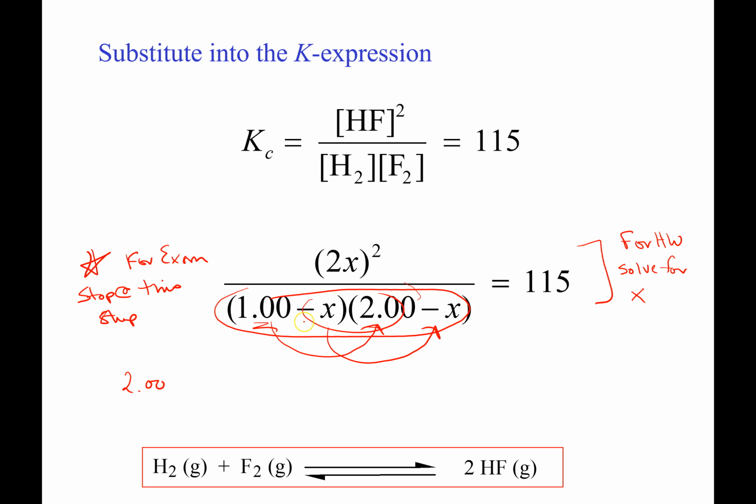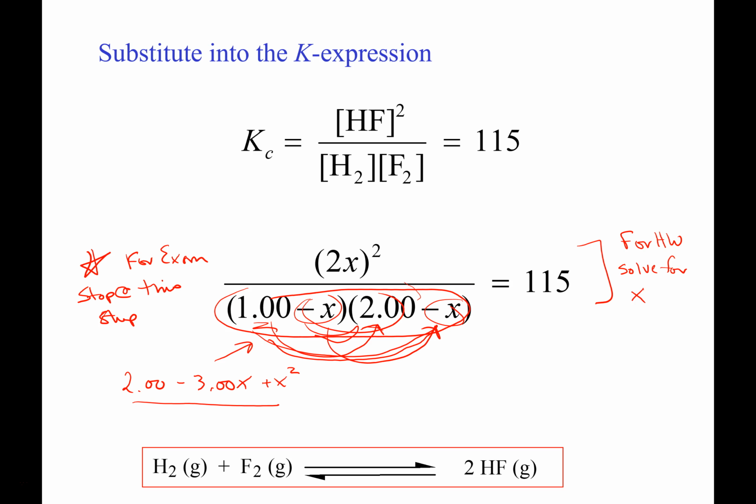Now for my x term, I'm going to have a negative 2x here, and a negative 1x here. So negative 2 plus a negative 1 gives me a negative 3.00x. And then for my last ones, a negative x times a negative x is a positive x squared. So this quantity is this quantity.